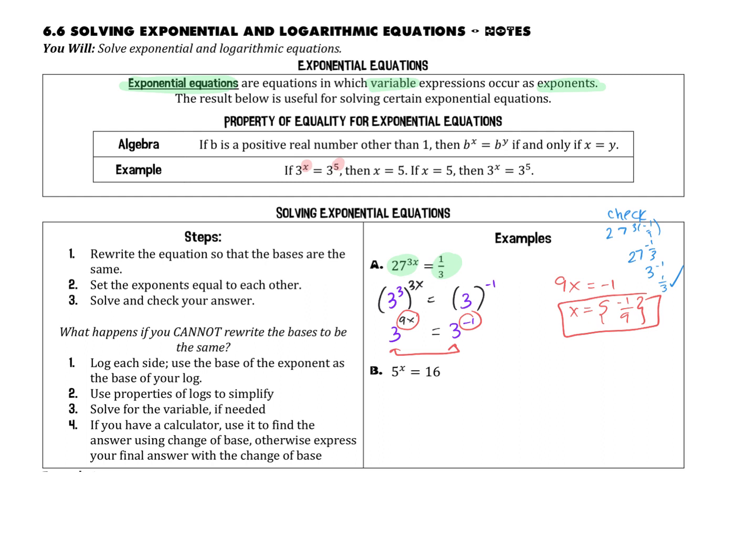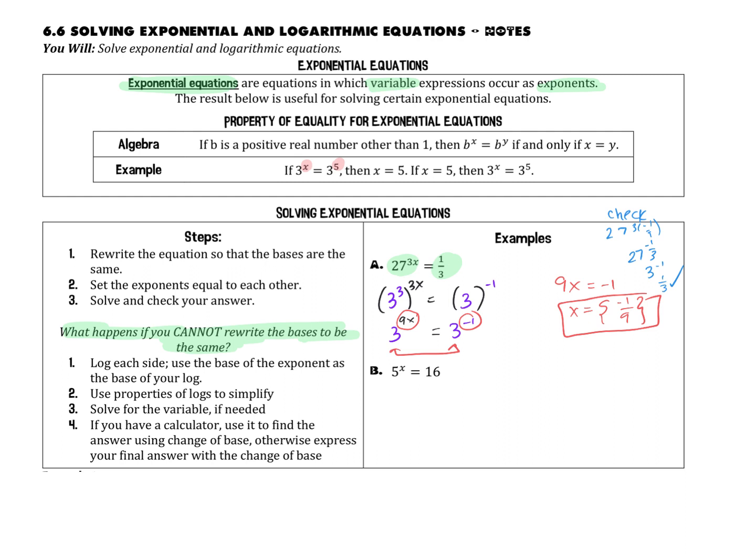But if you look at example B, you're going to notice there's not a way that I can think of that I can rewrite 5 and 16 as something with the same base. If it was 4 and 16, if it was 2 and 16, I'd see some options there, but 5 and 16, they're not. 5 is prime, and that's going to make it a lot harder to try and figure out how to rewrite this. So what happens if we can't rewrite using the same base? If we can't rewrite using the same base, then we're really not going to be able to get to a place where we can set the two exponents equal to each other.